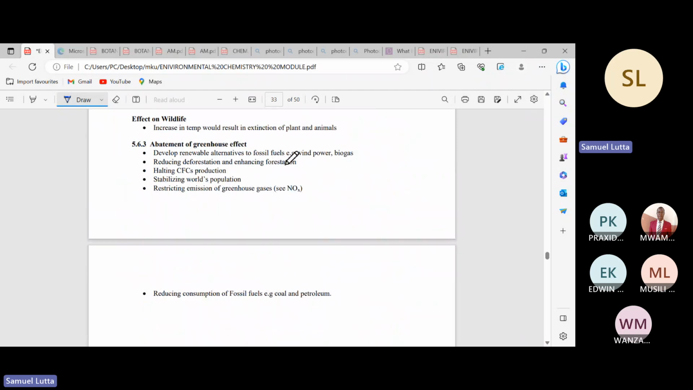We have things like wind power, biogas, use of electric cars, hydrogen vehicles, solar vehicles, and so on and so forth. And then you can also try to reduce deforestation so that these plants can take up carbon dioxide. You can look for alternative sources of CFCs.